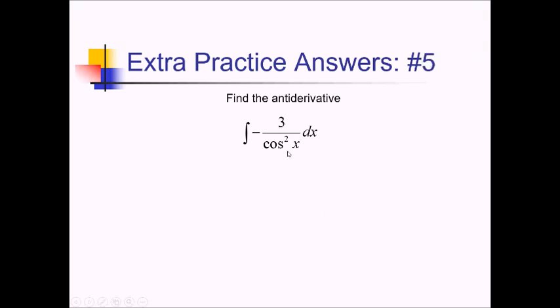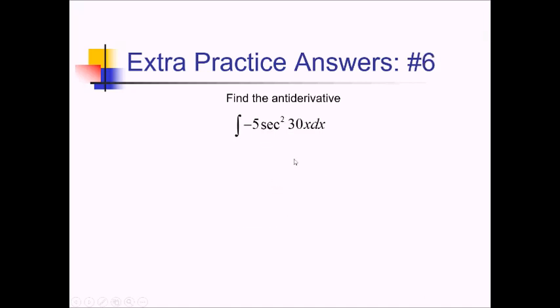To deal with this antiderivative, I'm going to rewrite this as negative 3 times secant squared of x, because cosine and secant are reciprocals. I know the antiderivative of secant squared is tan, so this is then going to be negative 3 tan of x plus c.